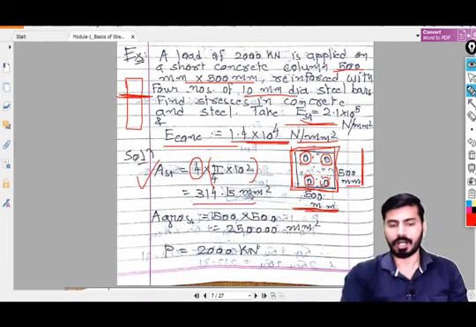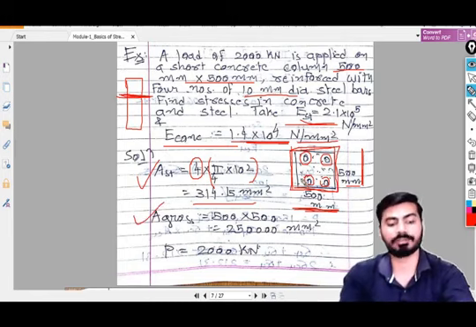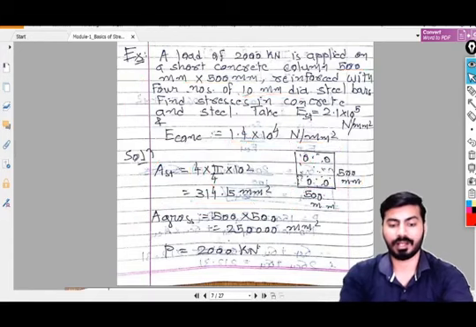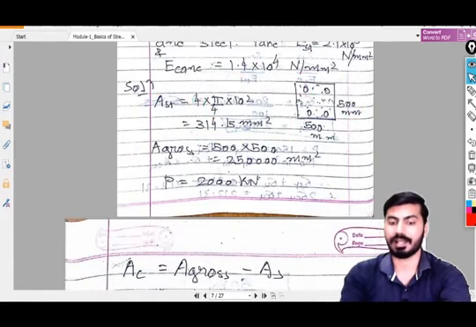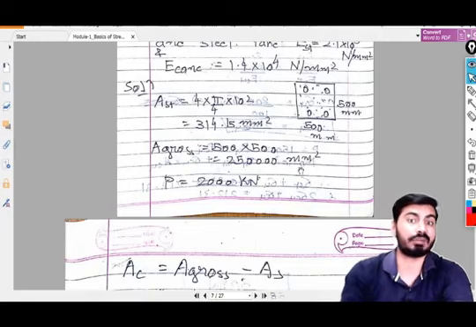Now another area which is calculated over here is the gross area. Now what is the gross area? Gross area is the area of the entire cross section, or the entire square. So if you want to find the gross area, you can directly multiply 500 by 500, that is 250000 mm square. Now why have we not considered it as the area of the concrete?